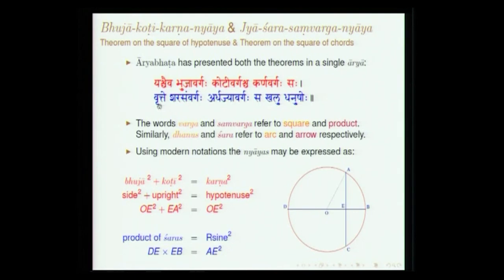Then in the later half of the verse, vritte sharasam vargaha ardhajya vargaha sakhalu dhanushoho. This is the other nyaya, which I have referred to as the jya sharasam varga nyaya. Jya is ardhajya, AE and EC. The product of AE and EC, where EC is equal to AE, is AE square, which is the same as the product of DE and EB. Shara is basically an arrow. If you conceive of this part of the circle ABC, then EB is shara. Consider the other part of the circle ADC, then DE is shara. All he says is sharasam vargaha, the product of sharas is equal, which we call the product of chords being equal.